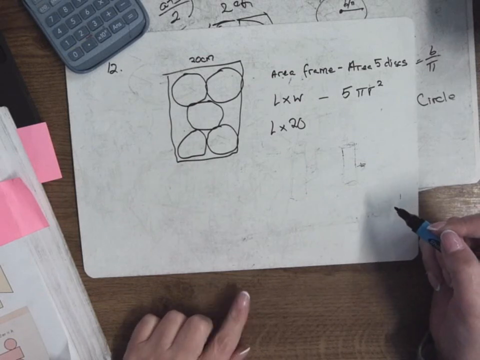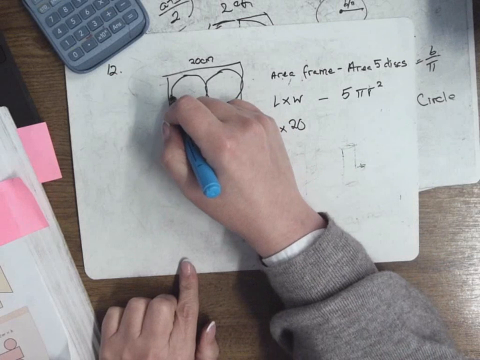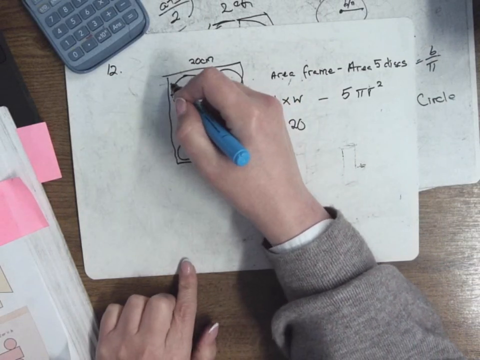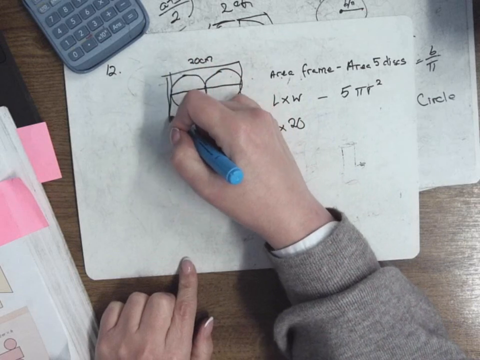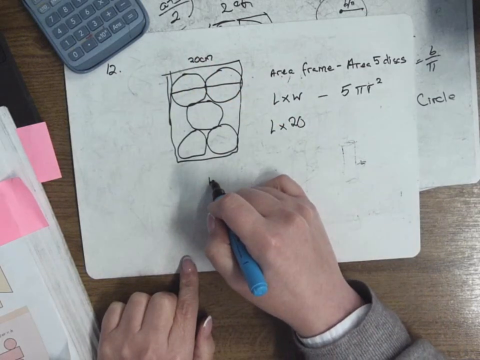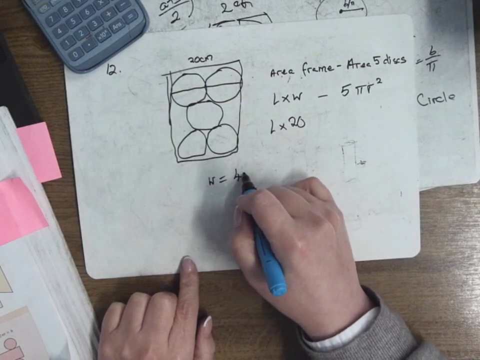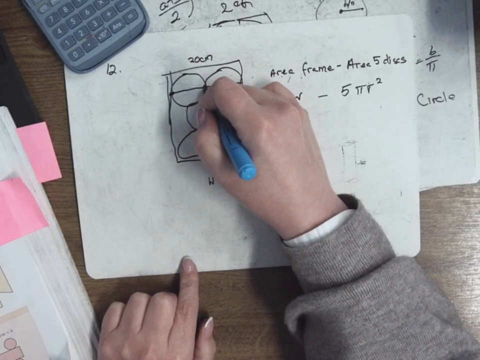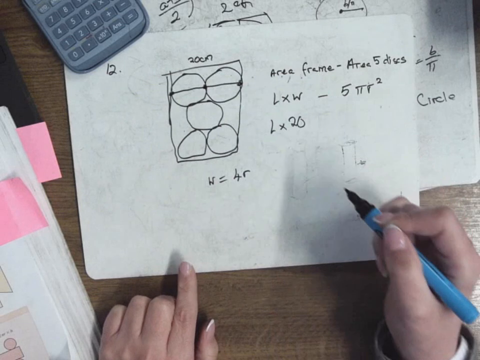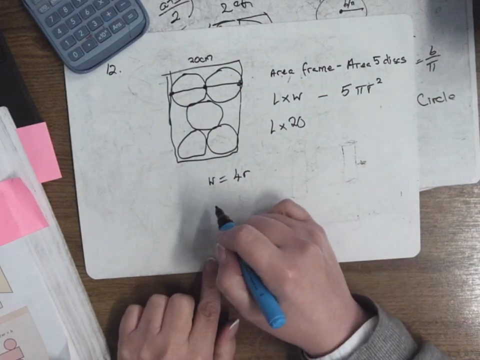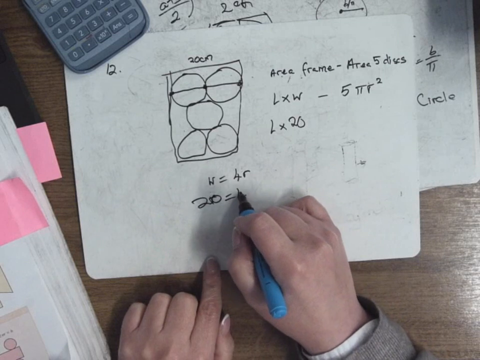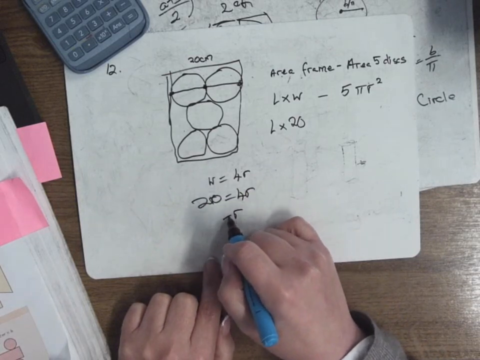Right, they say it fits exactly, so I know mine doesn't draw exactly, but the width would be equal to 4 times the radius. Would you agree? From here to here is 2 radii, and from here to here is another 2 radii. So 20 is equal to 4 radii, so you know the one radius is 5.